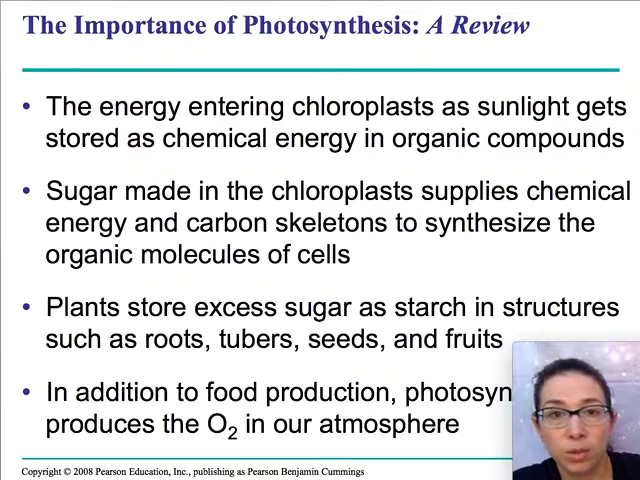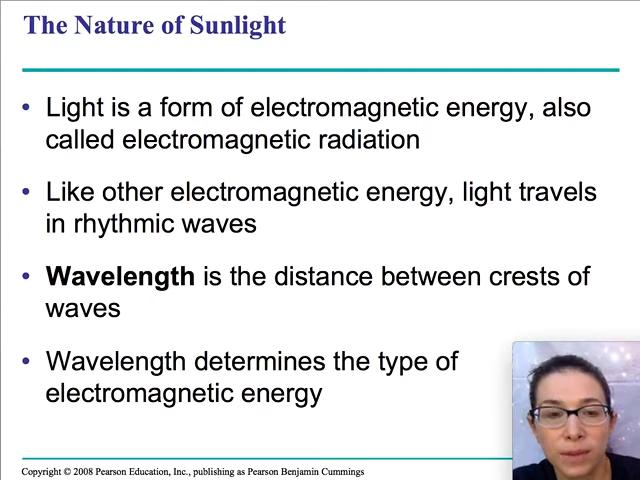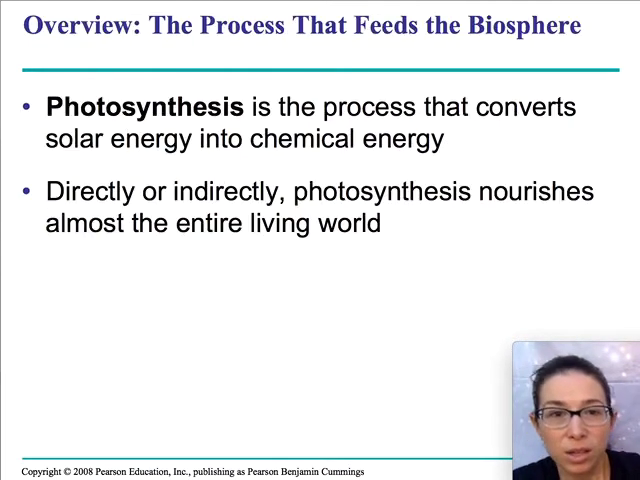So it's going to create the skeleton of the plant. It's going to make the biomass of the plant. And they'll use the excess sugar as starch and other structures of the plant. In addition to taking CO2 out of the atmosphere, plants are putting oxygen back into the atmosphere. And why do we love oxygen? Because we use it, right?